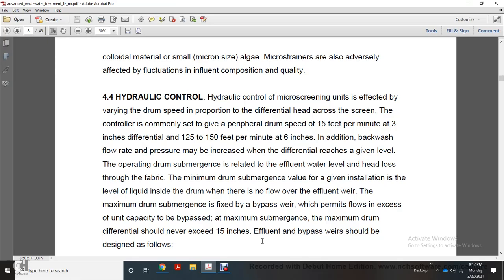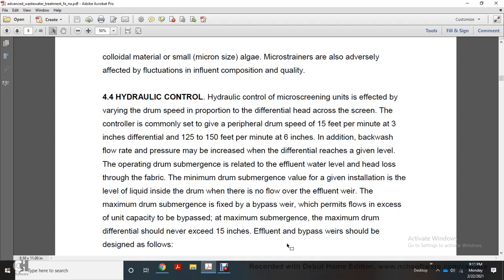The operating submergence is related to the effluent water level and the head loss through the fabric. Minimum drum submergence for a given installation is the level of the liquid inside the drum with no flow over the effluent weir. Maximum drum submergence is fixed with a bypass weir, which permits flow when the unit capacity is exceeded to bypass at the maximum submergence. The maximum drum differential should never exceed 15 inches.